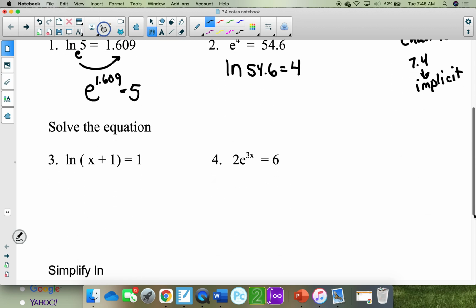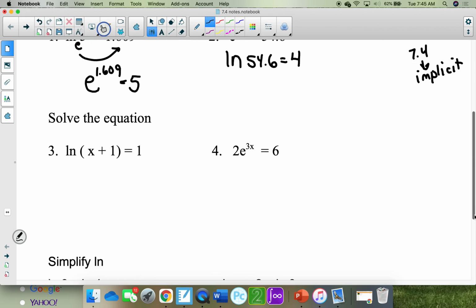Okay, some more equations. If you want to solve for x, it's in natural log form and there's a little imaginary e there, so I'm just going to do the loop around. e to the first is equal to x plus 1, so e minus 1 is equal to x, solving for x. You need to know how to use your natural log functions, that's why we're reviewing this.